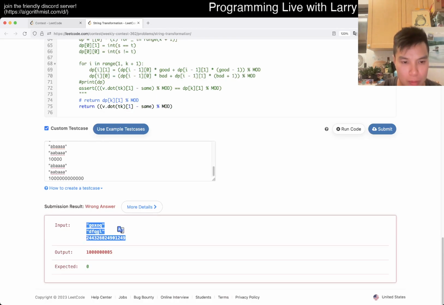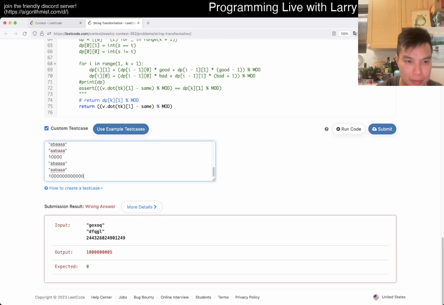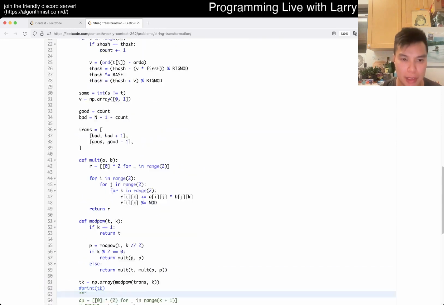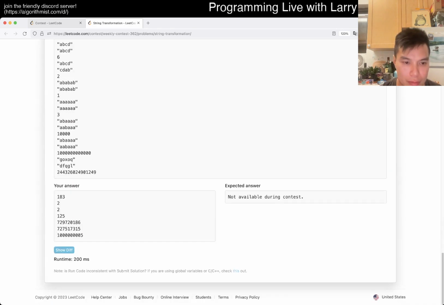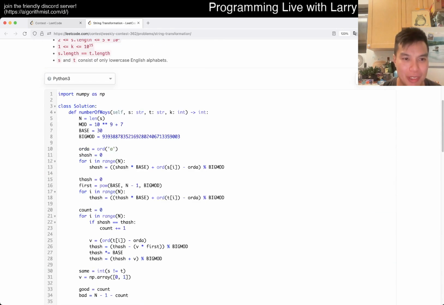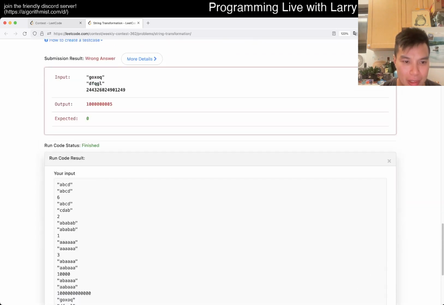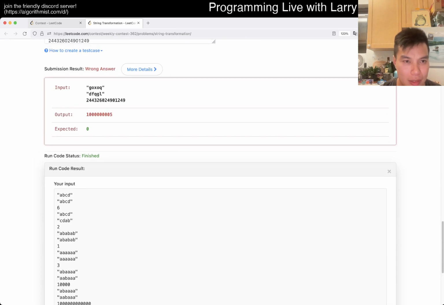Oof, oh. Huh. I don't know how to get that number, but... Did I mess up the mod somewhere? That number looks so weird. Did I use that number anywhere? Why is that?